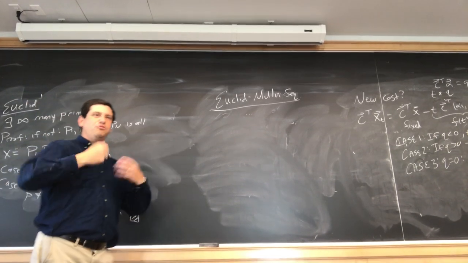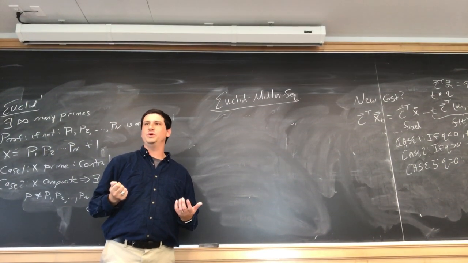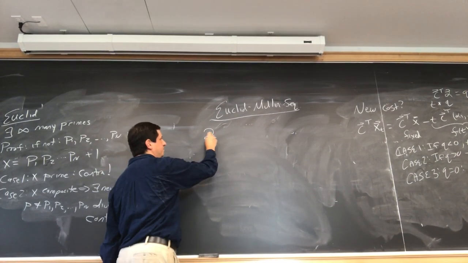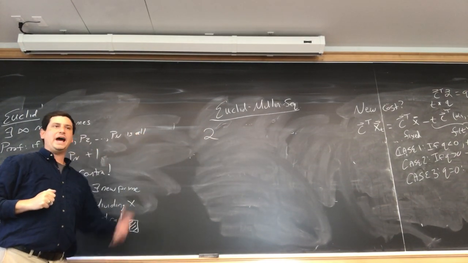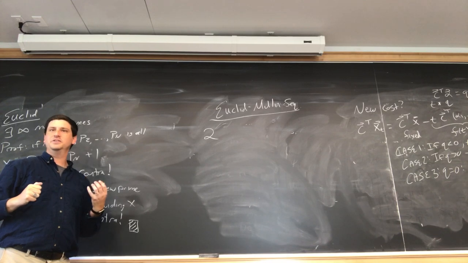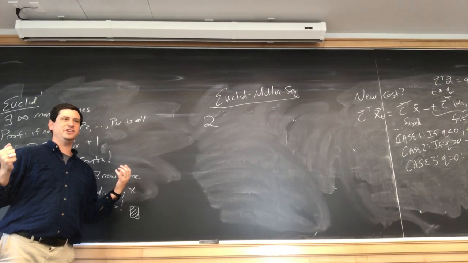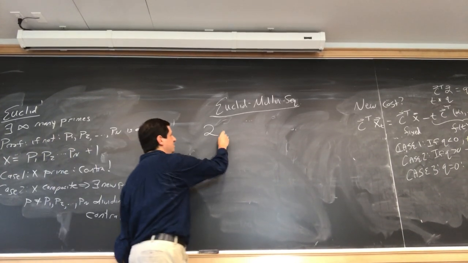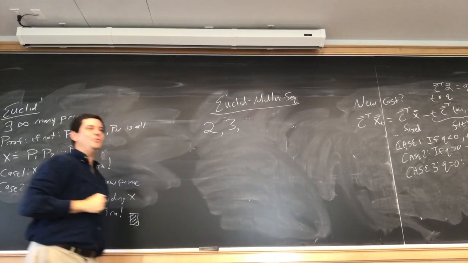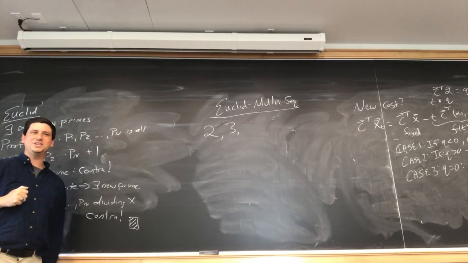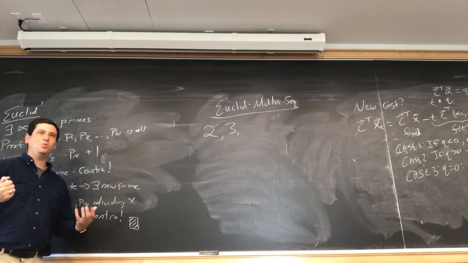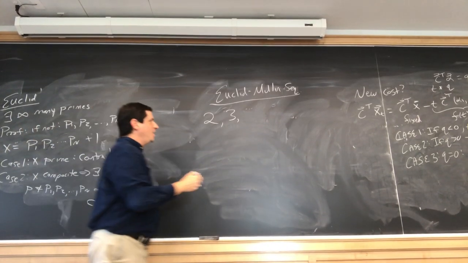So let's run through Euclid's method and see what we get. We start off with 2, right? We add 1 to that, and we get 3. Is 3 a prime not on our list? Yeah, let's write it down. Now we have 2 primes, 2 and 3. We multiply them together. We get 6, add 1, 7. That's a new prime. It's not on our list.